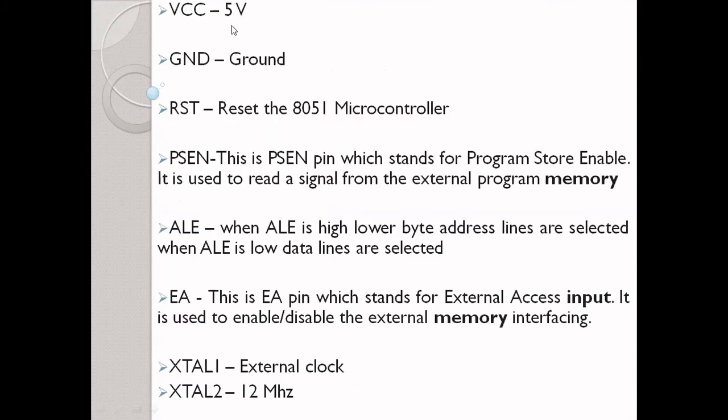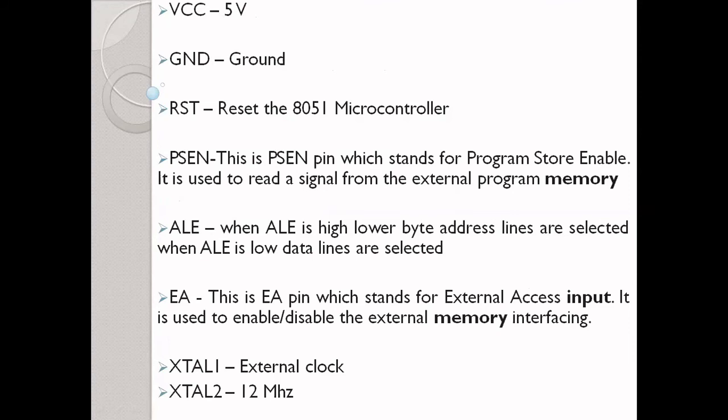Already I explained VCC, where you give the supply. The next one is ground. The next one is used to reset the controller. Reset means it will go to 0. The next one is program store enable, which is used to read the signal from the external memory.